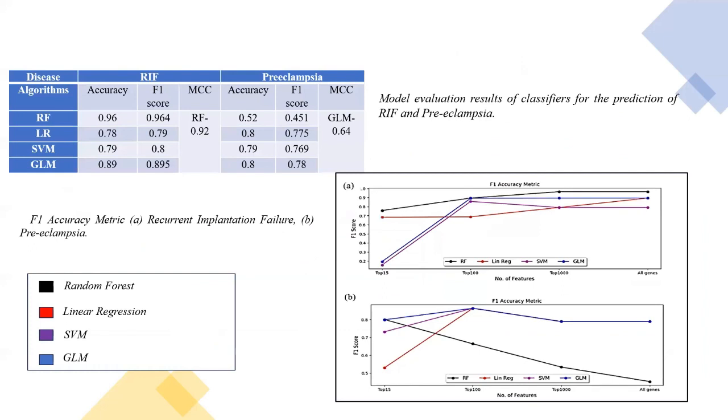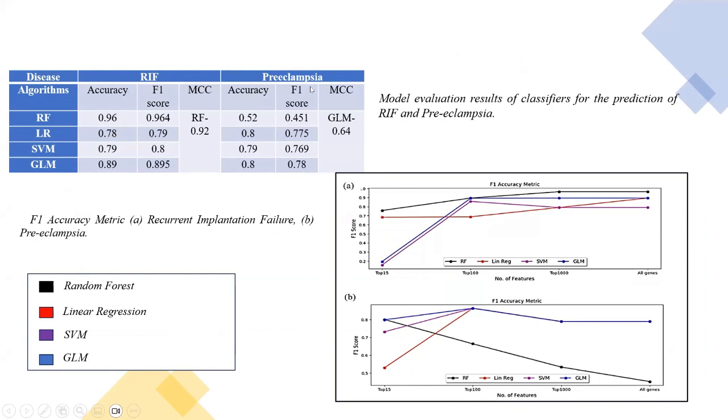So in this process, I am using supervised machine learning algorithms. I have used random forest, linear regression, SQL, and GLM. As you can see in this table, for recurrent implantation failure, in terms of accuracy, the random forest is showing 96% accuracy.